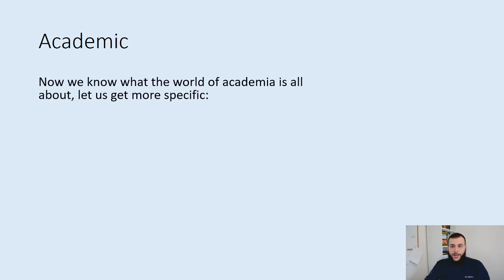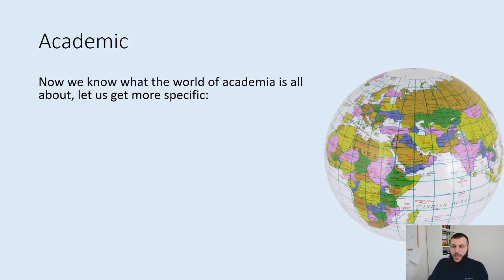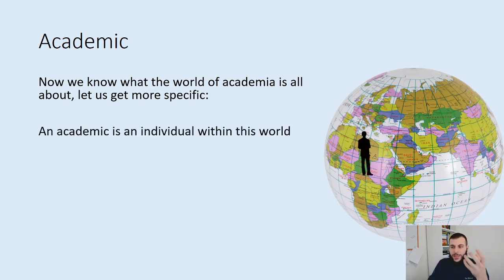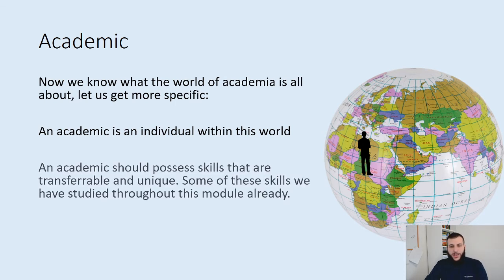Now that we know what academia is, what is an academic then? When we talk about academic skills, what are we really talking about as an academic? So let's get a little bit more specific. If we go back to this world of knowledge, then academic is an individual within this world. So the one person that sits on this world of knowledge that tries to improve it, that's called an academic. Now, the academic should possess skills that are transferable and unique. So every single academic will have different skills that are suitable to them. However, there's some general skills that every single academic should have. And these skills should be transferable.